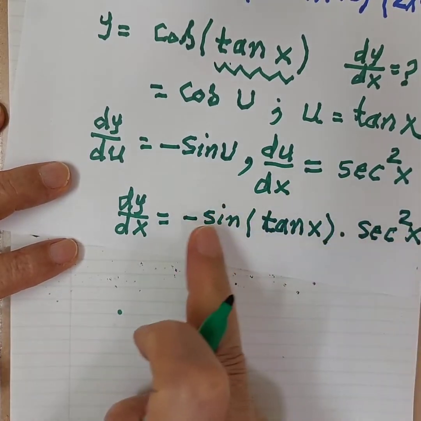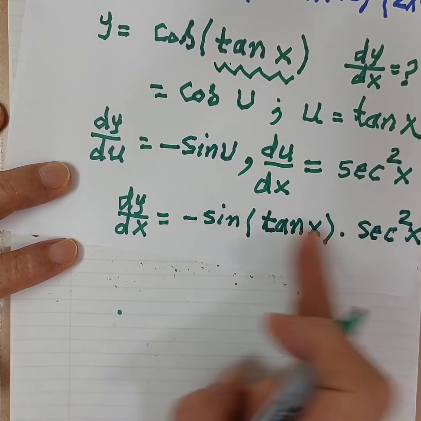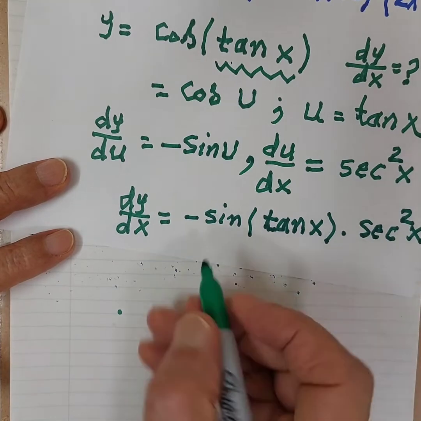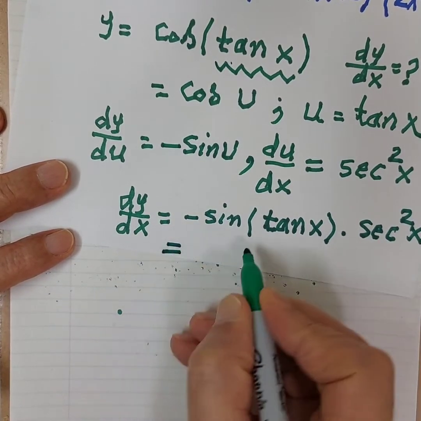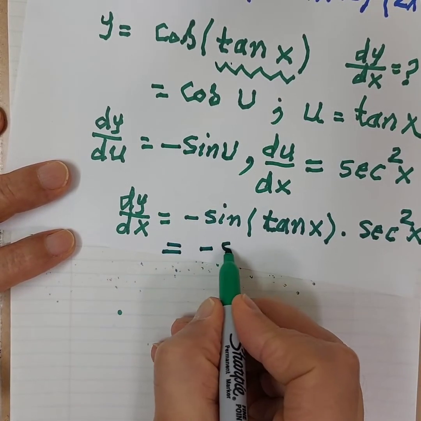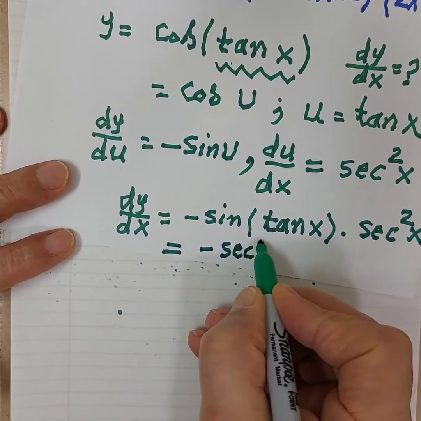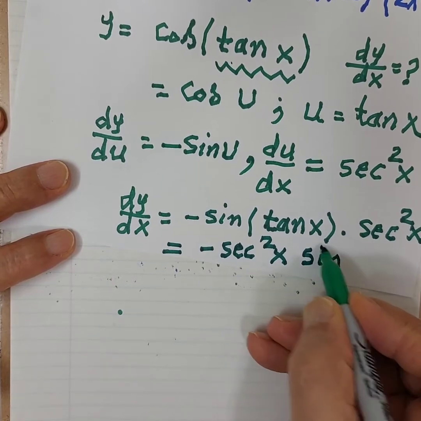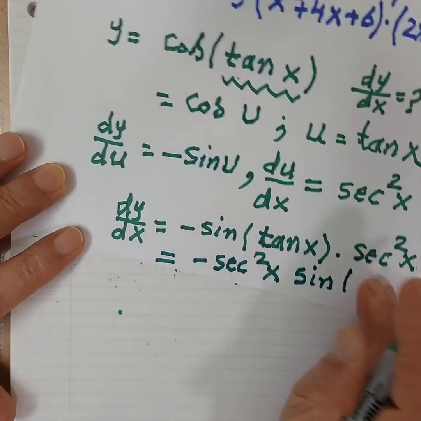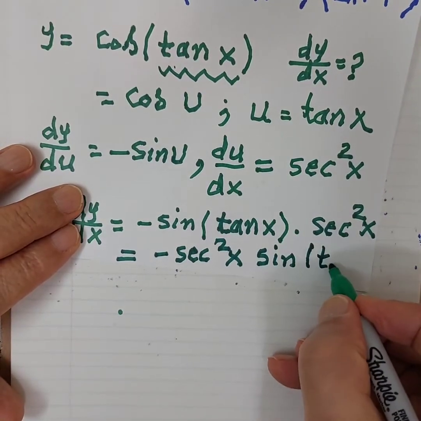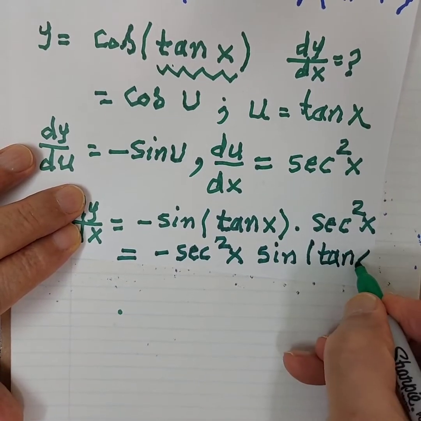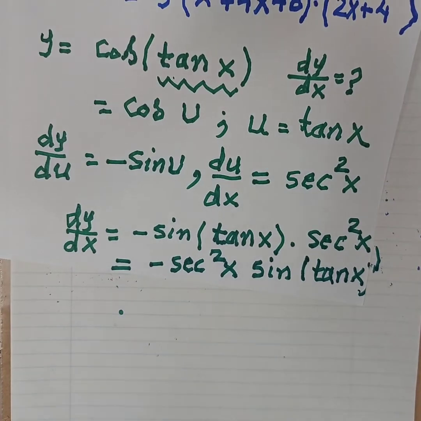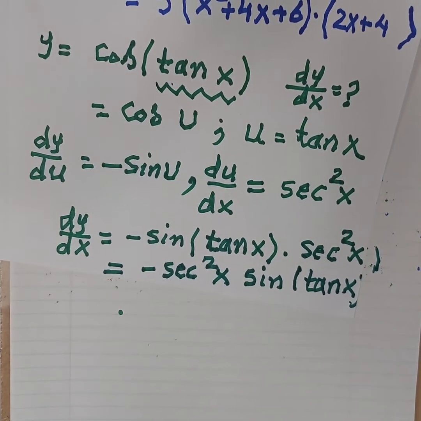We can write it here in the beginning as it is multiplication. We can make something in front, something in the end. No change in the meaning. So we can write minus 6 square x sine tan x. Okay, this is the second equation.